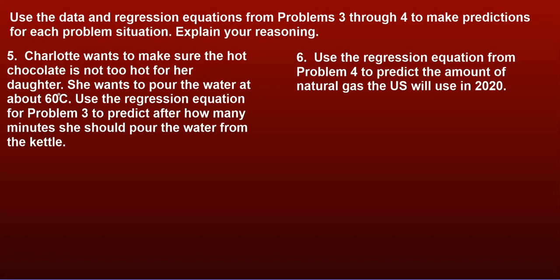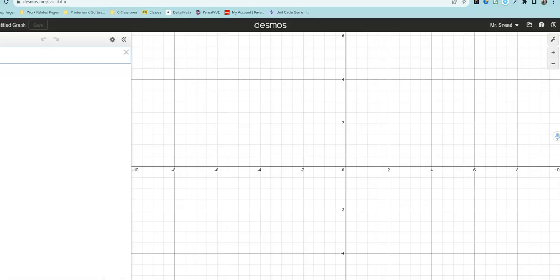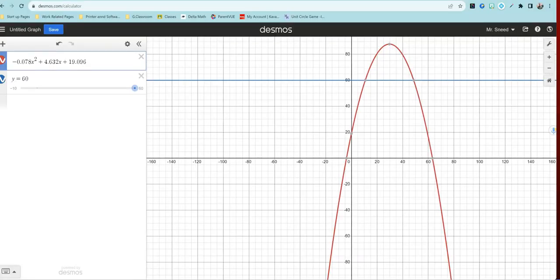So we're going to take our equation from what we were doing earlier, and we're going to go to Desmos. In Desmos, you're going to type in the function, which, if you remember from the last video, was negative 0.078x squared plus 4.632x plus 19.096. Since we're looking for when it is 60, we're going to say y equals 60. Then we're going to look for where the two lines intersect on our graph.